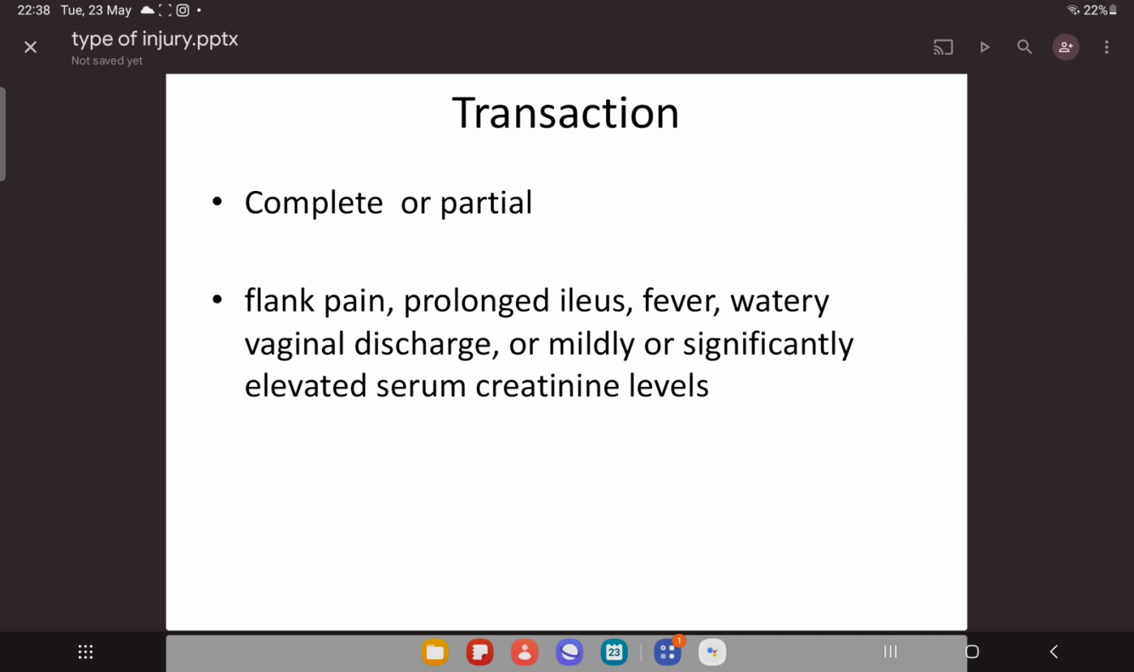When you do this, the patient will complain of flank pain and prolonged ileus, the patient will have fever, and the patient can have watery vaginal discharge or elevated serum creatinine level.